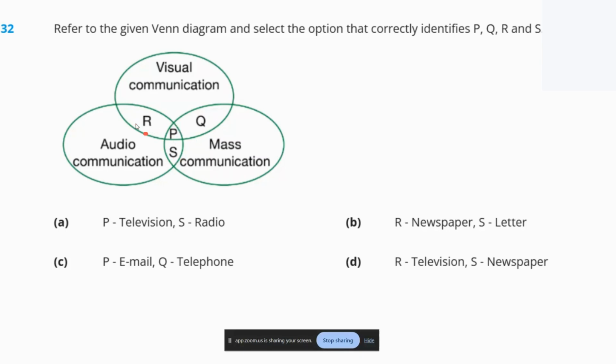Okay, so if you look into all the options correctly, you will find out that P is television, which is correctly identified. It is visual, audio, as well as mass communication, and S is only audio and mass communication, which is a radio. Okay, so option number A is our correct answer. P is television, S is radio.